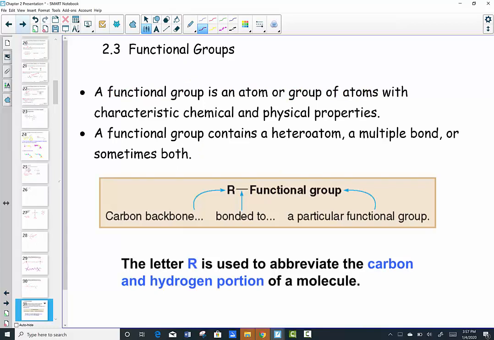Now the next topic, and this is where I say this is just a memory, a drill game. It's functional groups. Your job is to memorize so you can recognize and label functional groups within a hydrocarbon chain. Now, a functional group is defined as an atom or a group of atoms with characteristic chemical and physical properties. A functional group will contain a heteroatom. Remember this definition? It's any atom other than a carbon or a hydrogen. It will contain a multiple bond, either a double or a triple, or sometimes it contains both a multiple bond and a heteroatom. You have this carbon backbone, which is denoted by the letter R. You have a line, which means bonded to, and then some particular functional group. And those are the functional groups we're about to present and you're working to memorize. The carbon and hydrogen portion is used as the letter R, just so we can see what that means.